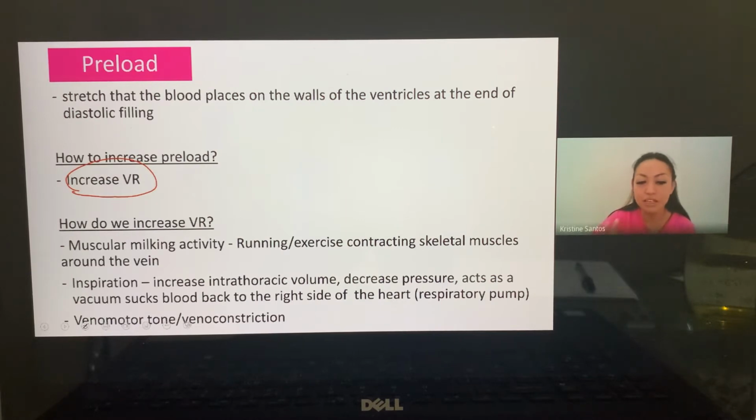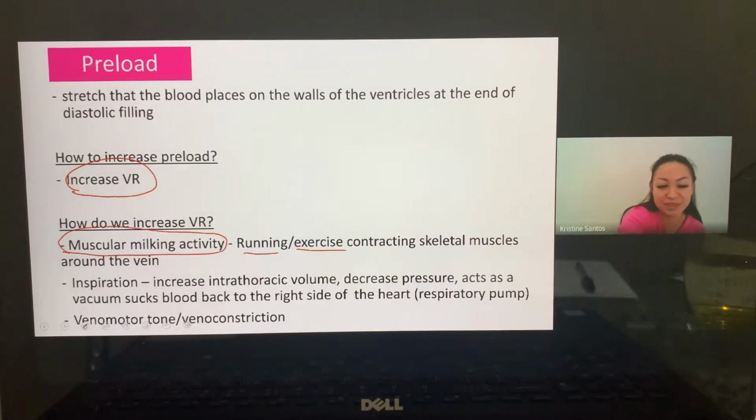So we can increase venous return by exercising. By running, exercising, walking, and this is actually called muscular milking activity. I did another class and I mentioned this and they thought I was joking. This is legit, guys. I'm not making this up.